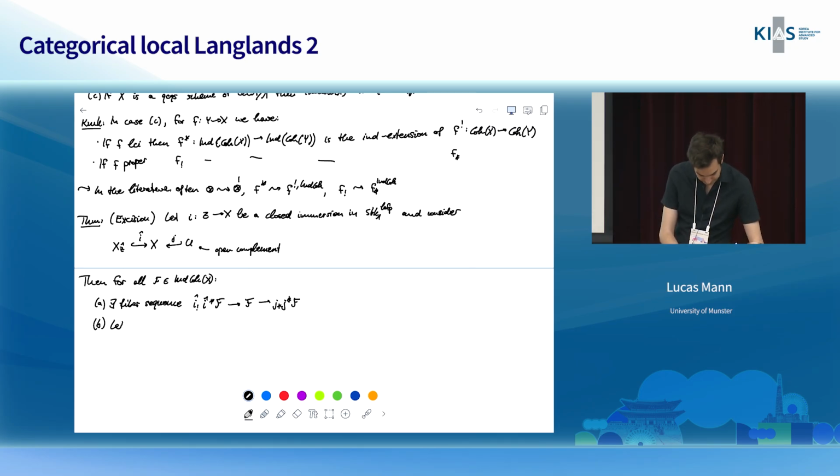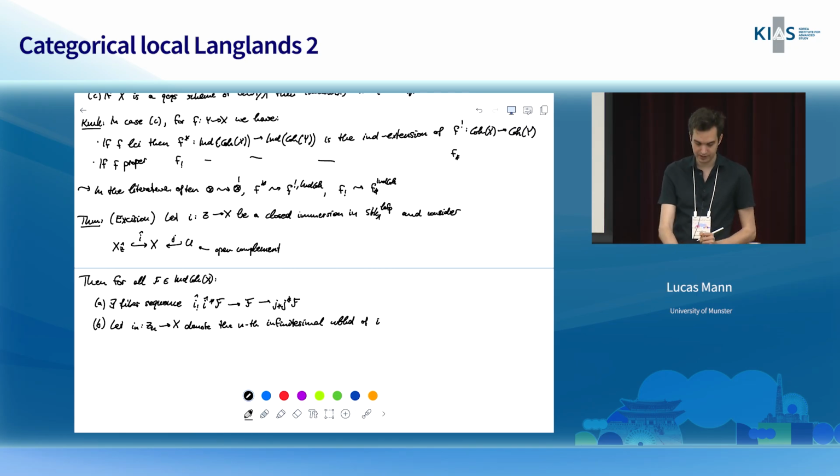And moreover, if I denote by Zn the nth infinitesimal neighborhood of I. So if I is given by some ideal big I, then the Zn is given by this big ideal to the power of n. Okay, so the usual thing.